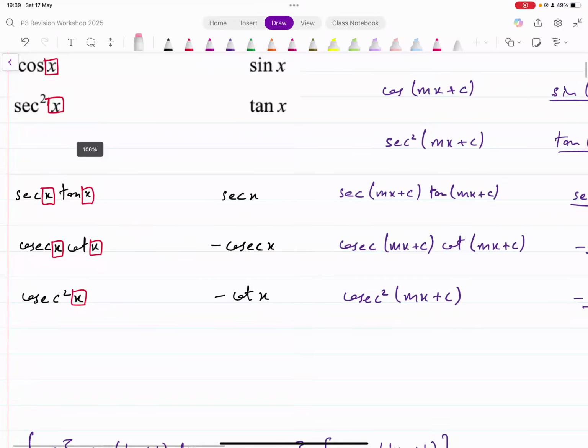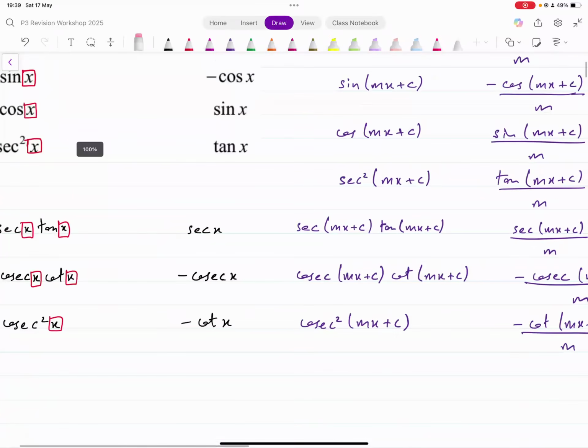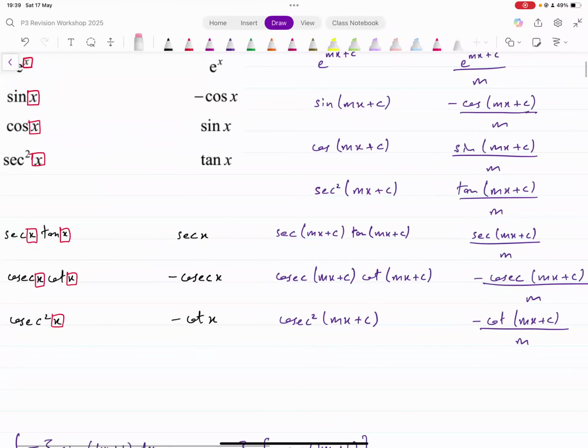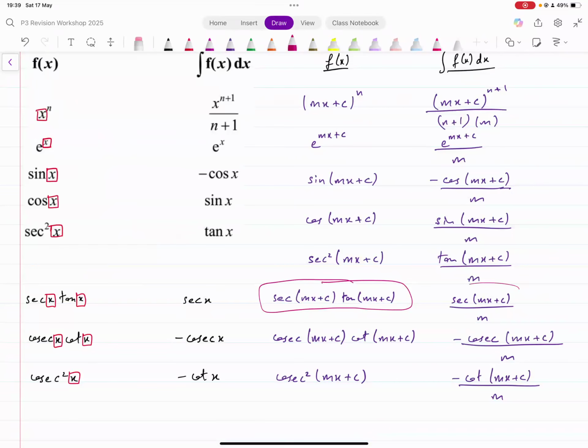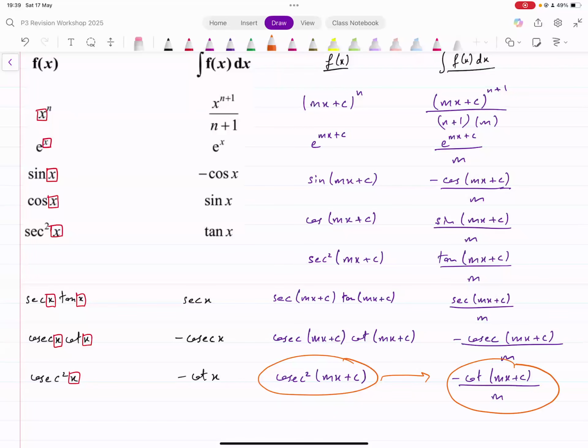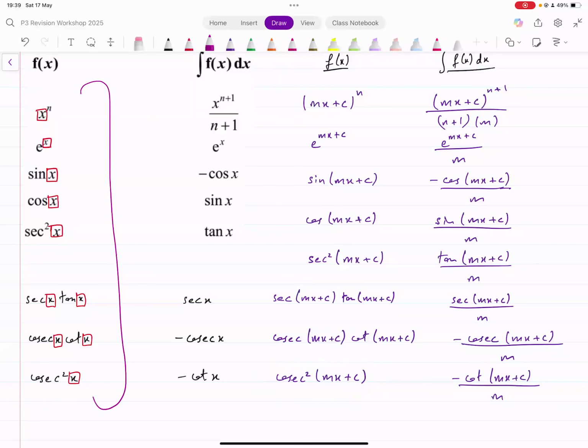So in general, you could say if you have secant of mx plus c into tan of mx plus c, that integrates to secant of mx plus c divided by m. If you have cosecant square of mx plus c, for instance, that integrates to minus cot of mx plus c divided by m, and so on. So these are functions that you should be able to integrate directly.